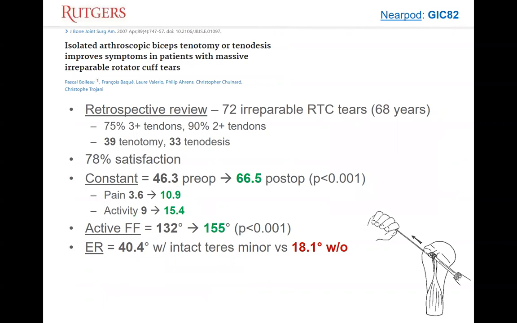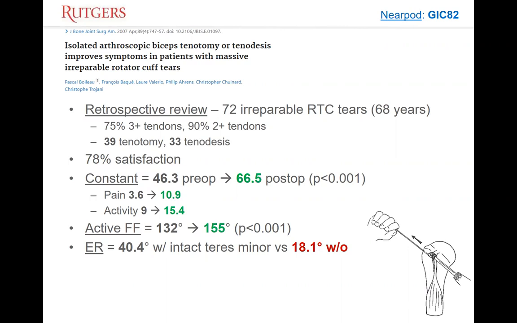Another French group performed a retrospective review of 68 patients with an average age of 68 years who had 72 irreparable rotator cuff tears treated with an arthroscopic biceps tenotomy or tenodesis alone without acromioplasty. All shoulders had pathological lesions in the long head biceps, and about half got tenotomy and half got tenodesis and were followed for 3 years. At final follow-up, 78% of the patients were satisfied. The constant scores increased from 46 to 66, with the largest increases being seen in pain and activity.